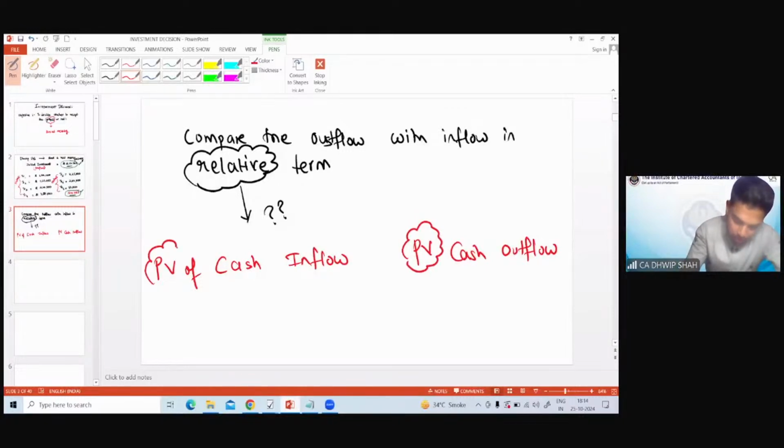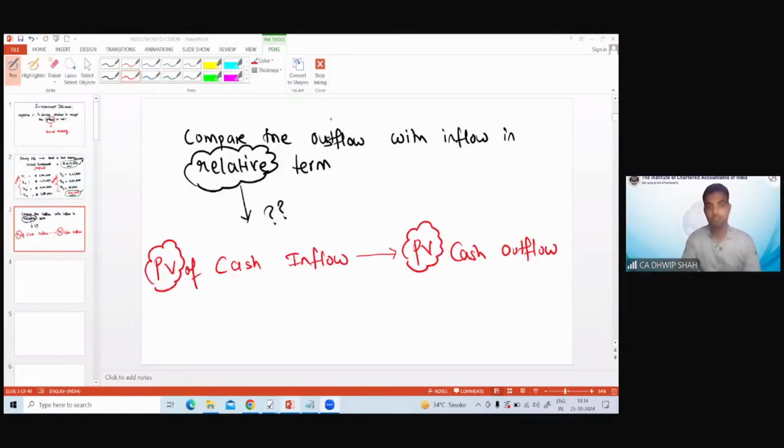Absolute terms or relative terms, there is only one difference. In absolute terms, you just compare the amount of inflow with outflow. But in relative terms, you compare the present value of cash inflow with present value of cash outflow. And investment decision says that you need to do comparison in relative terms. Everyone understood till here? PV is nothing but present value.